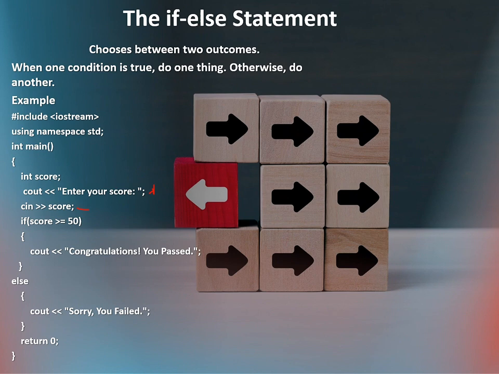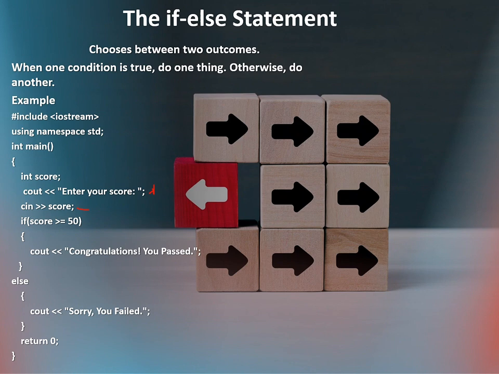So the cout << "Enter score" and cin >> score will display a prompt and take input from the user. It will request the user to input what? The score. If the score the user puts in is greater than or equal to 50, then the program will check whether the score is at least 50. If true, it will enter the first block and print the pass message. That is this block.